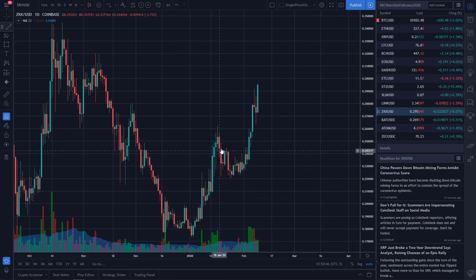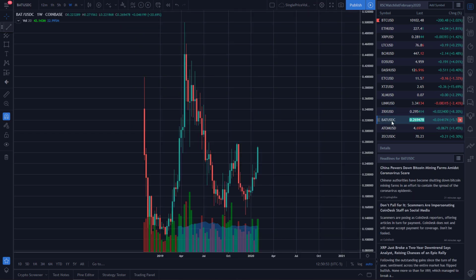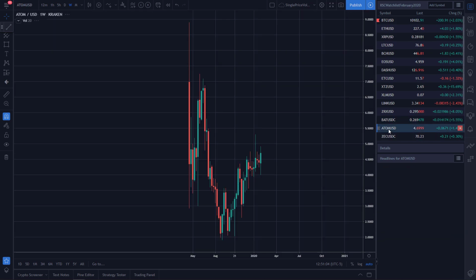0x, kind of the same thing. Working into higher highs and higher lows on the daily chart. Let's look at the weekly chart. Still got a long way to go. Basic Attention Token: higher low. Now that's almost an equal low at this point. It's in a big consolidation on the weekly chart, swinging higher, not into a trend yet.